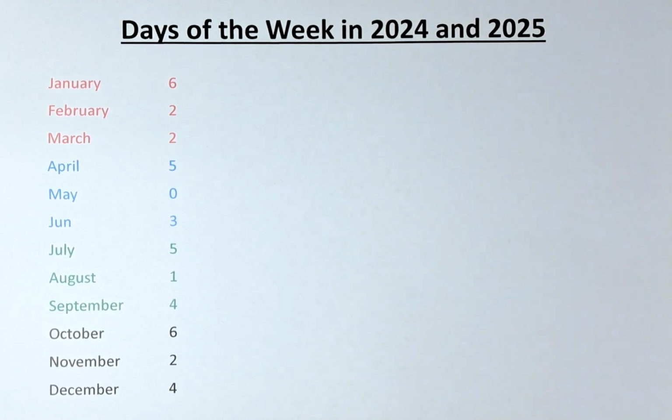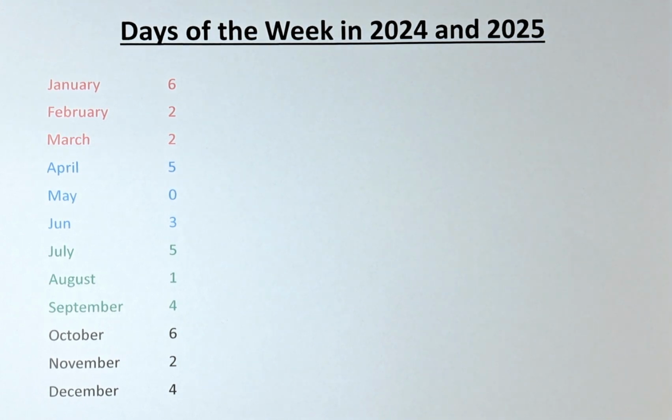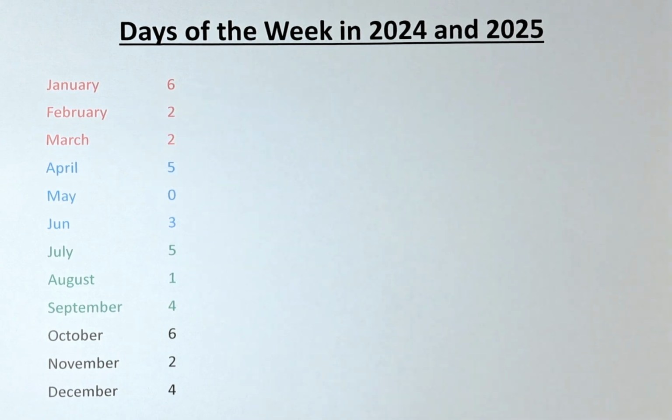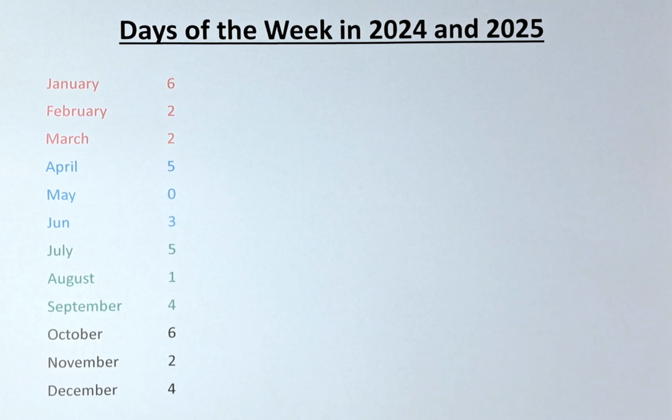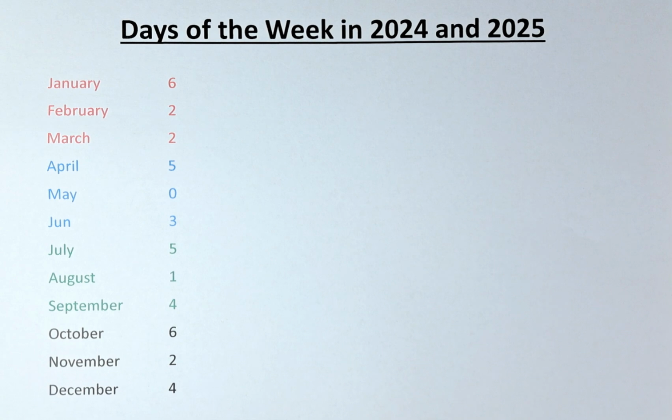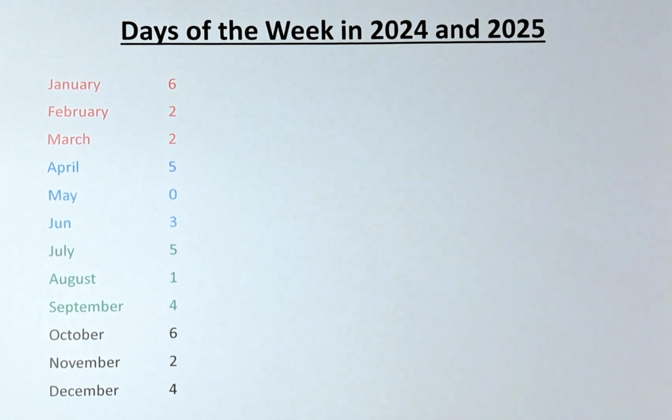So before we do that method, we need to know the numbers that are associated with the months. For example, January is 6, February is 2, March is 2, April is 5, May is 0, June is 3, July is 5, August is 1, September is 4, October is 6, November is 2, and December is 4.